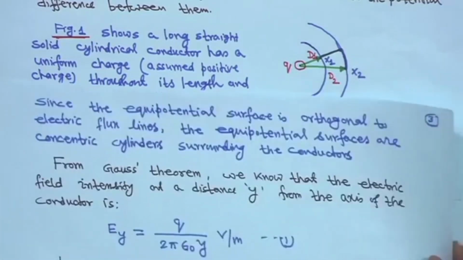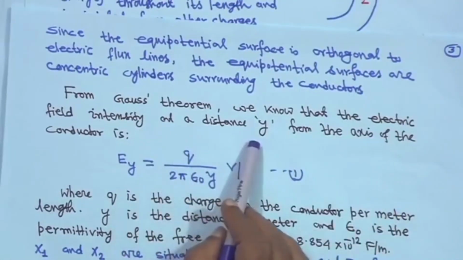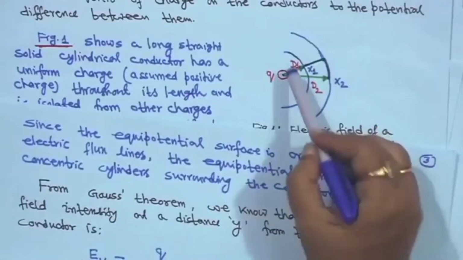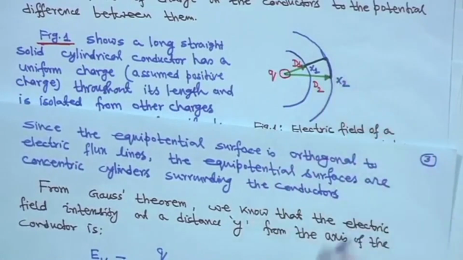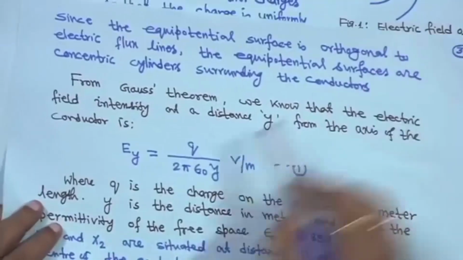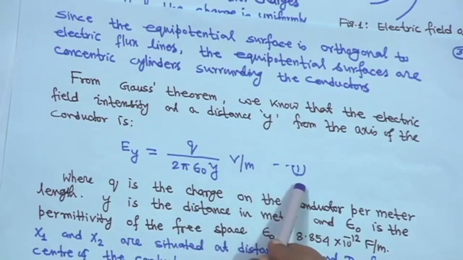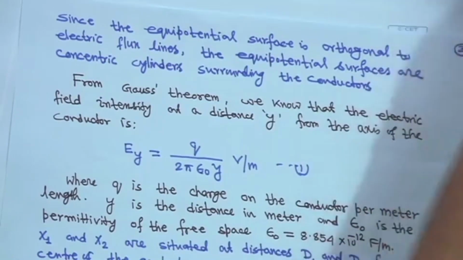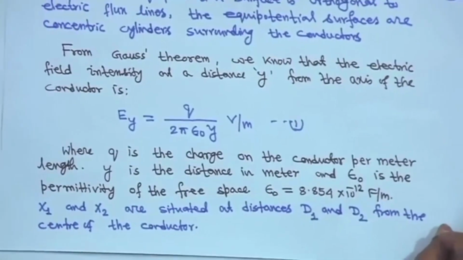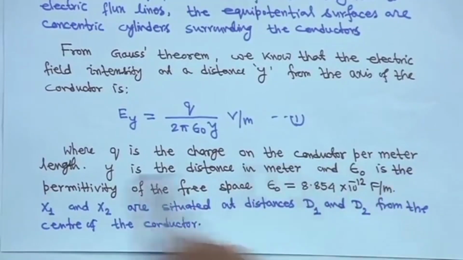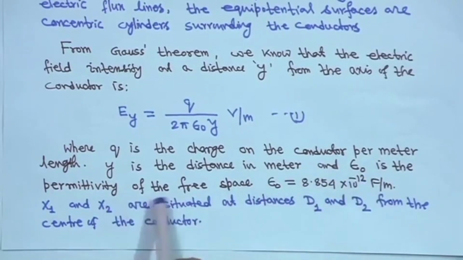From Gauss's theorem we know that the electric field intensity at a distance y from the axis of the conductor, any distance y you take, can be written as E_y equals q upon 2 pi epsilon 0 y volt per meter. This is equation 1. This is a new topic, so the equation numbering starts again from 1, where q is the charge on the conductor per meter length, y is the distance in meter, and epsilon 0 is the permittivity of free space.